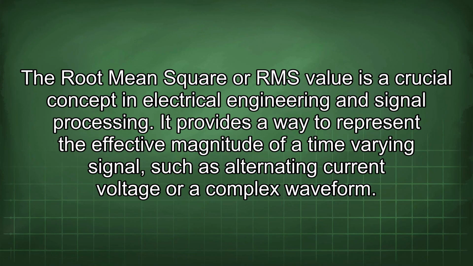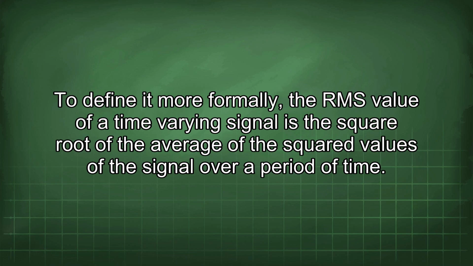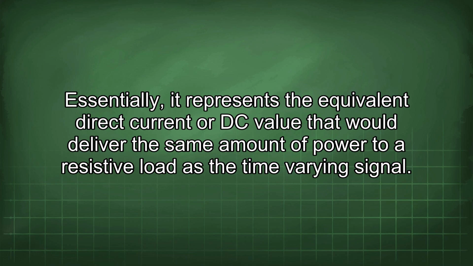Root mean square, or RMS value, is a crucial concept in electrical engineering and signal processing. It provides a way to represent the effective magnitude of a time-varying signal, such as alternating current voltage or a complex waveform. To define it more formally, the RMS value of a time-varying signal is the square root of the average of the squared values of the signal over a period of time. Essentially, it represents the equivalent direct current or DC value that would deliver the same amount of power to a resistive load as the time-varying signal.